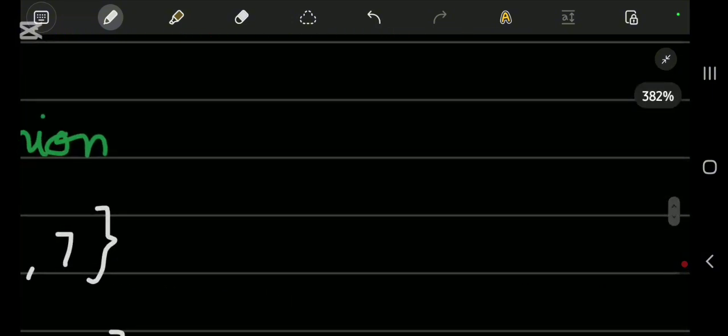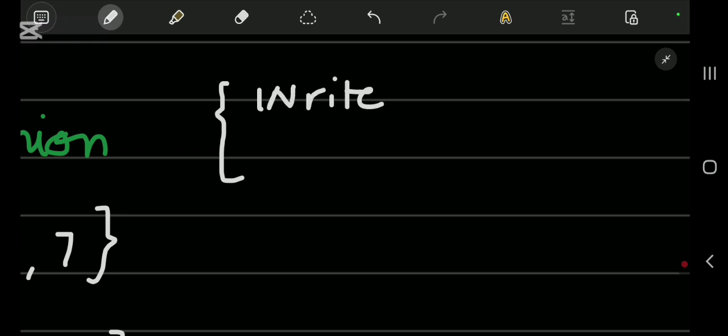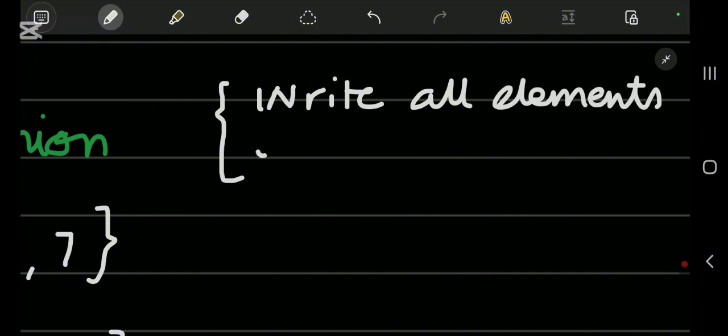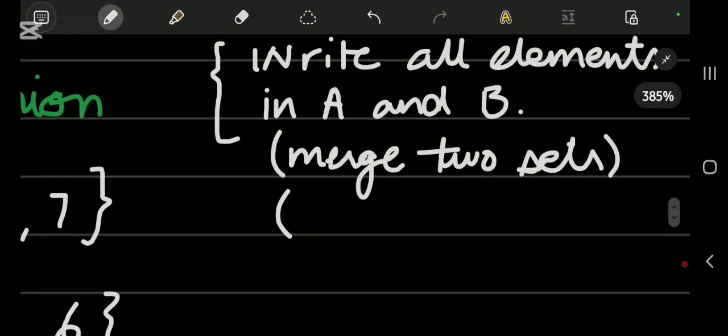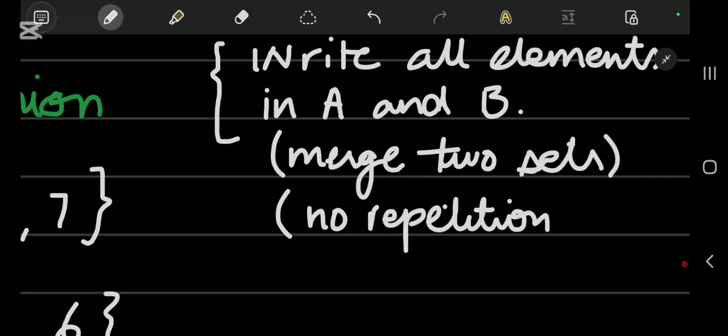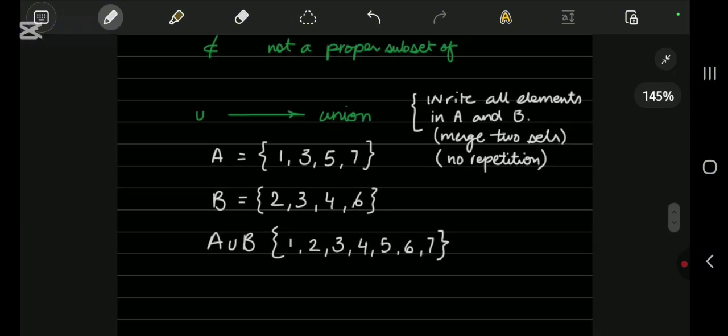So union means write all elements in A and B, or merge two sets, just for your understanding, and also do write with no repetition. Okay, so this is what union means.